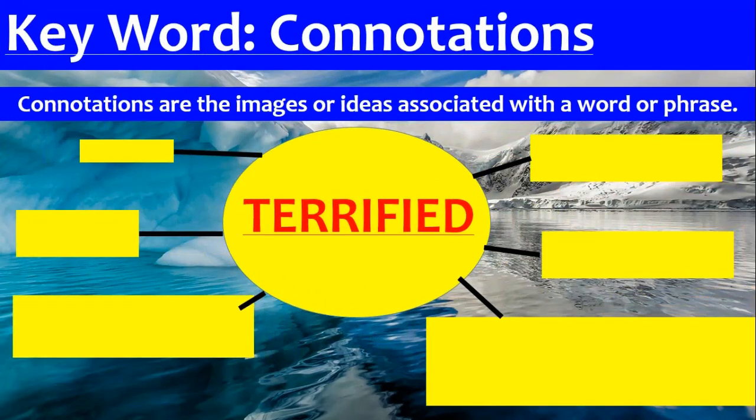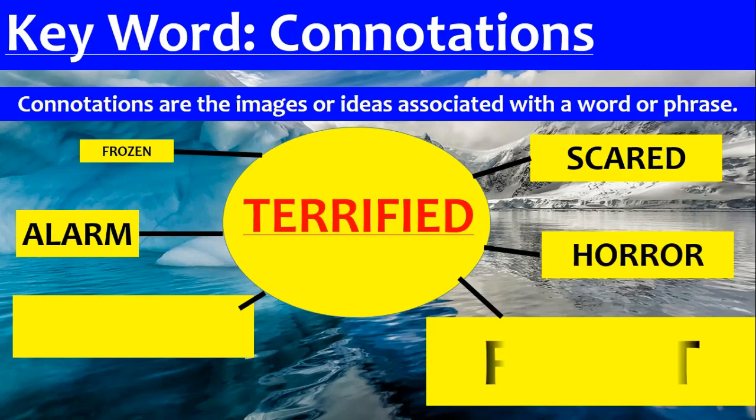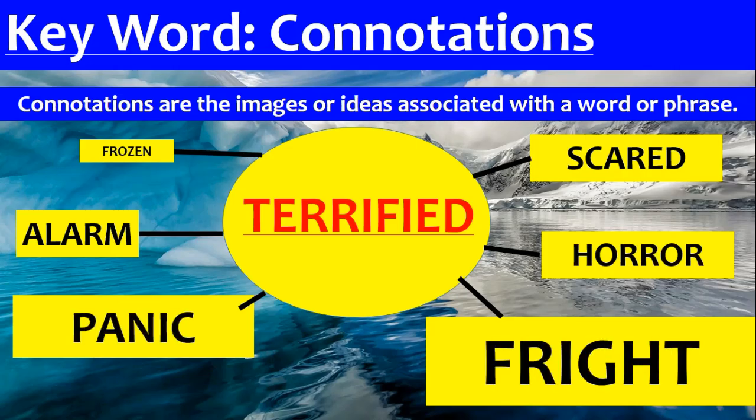So first of all, what are connotations? Well, connotations are images or ideas associated with a word or phrase. If we look at the terrified one that we just talked about, words or images I would associate with terrified would be frozen, scared, alarm, horror, fright, panic. The small ones like frozen are the words that link a little bit, and then the big links I've put in bigger writing.